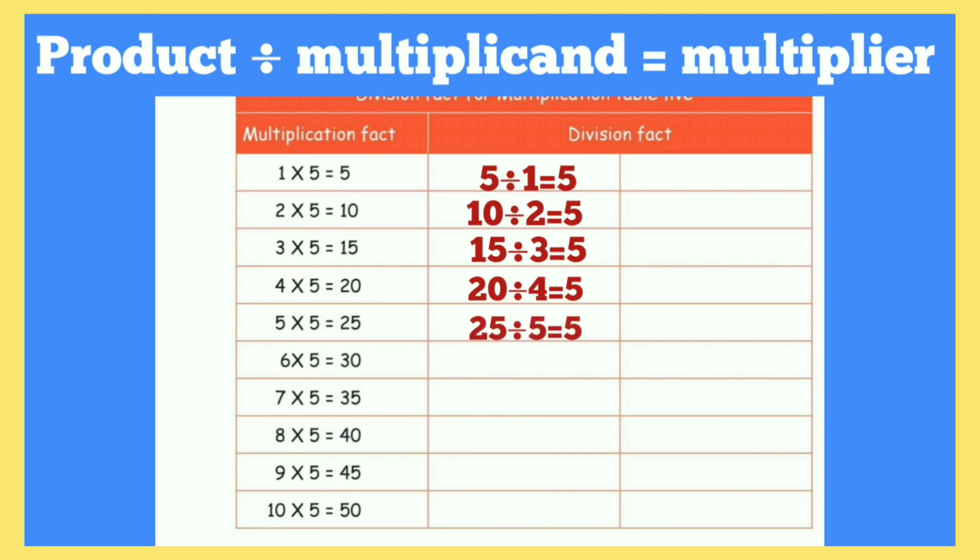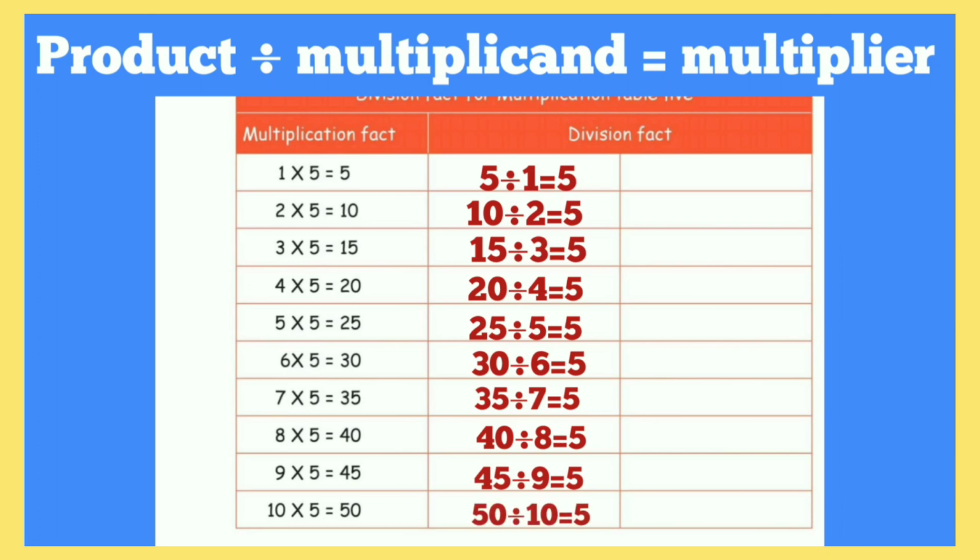25 divided by 5 equal to 5. 30 divided by 6 equal to 5. 35 divided by 7 equal to 5. 40 divided by 8 equal to 5. 45 divided by 9 equal to 5. 50 divided by 10 equal to 5.